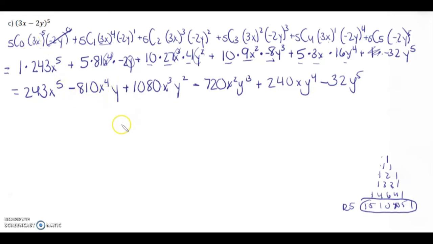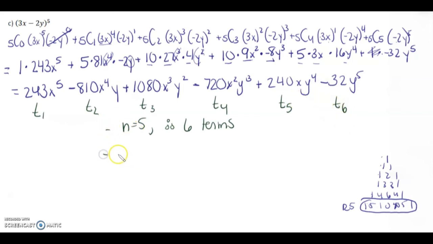A couple things about this. So our n equals 5. Therefore, there are 6 terms. The term numbers go in order. This is term 1, this is term 2, this is term 3, this is term 4, this is term 5, and this is term 6. One of the terms is negative, so it's alternating: positive, negative, positive, negative. And there are no like terms, so we can't add any of these up.